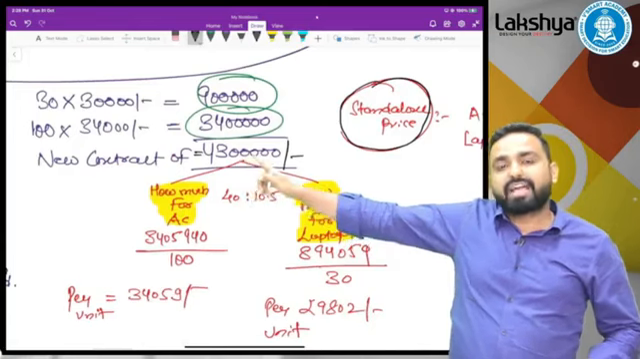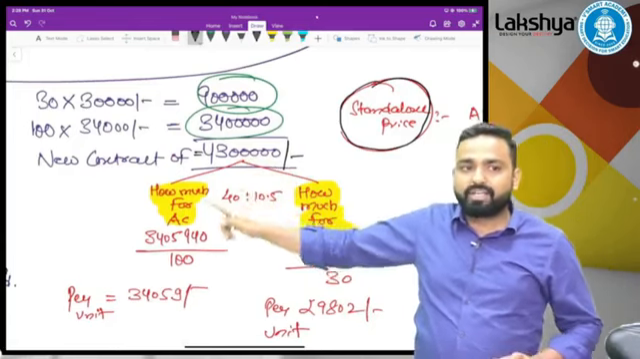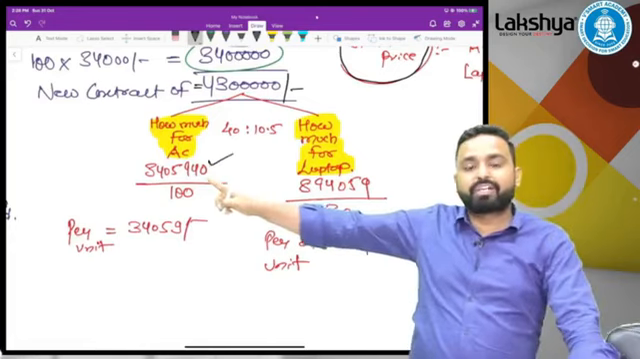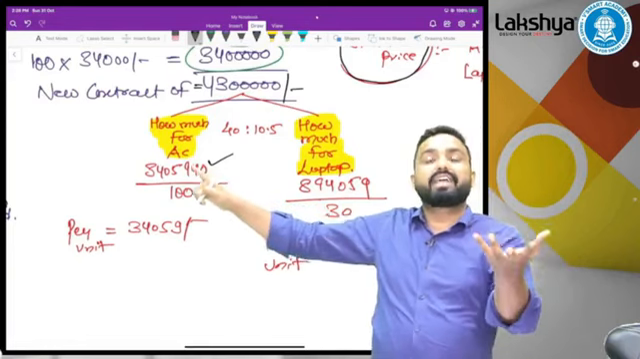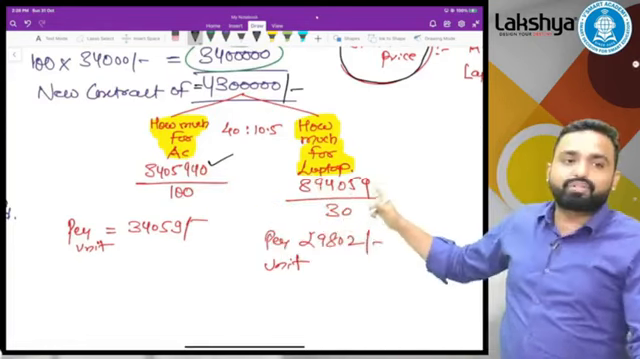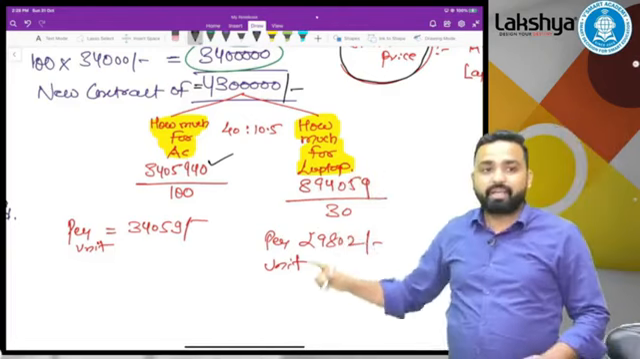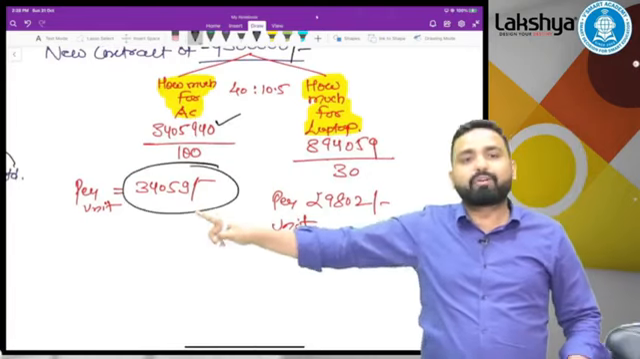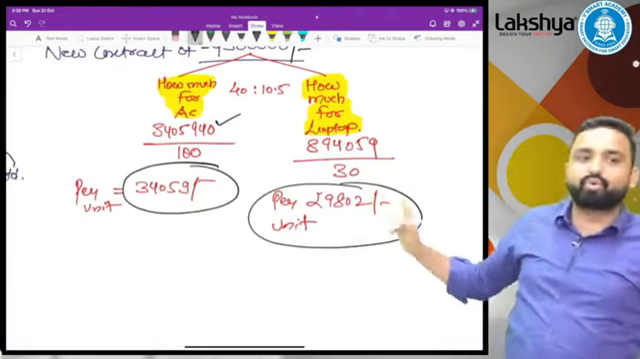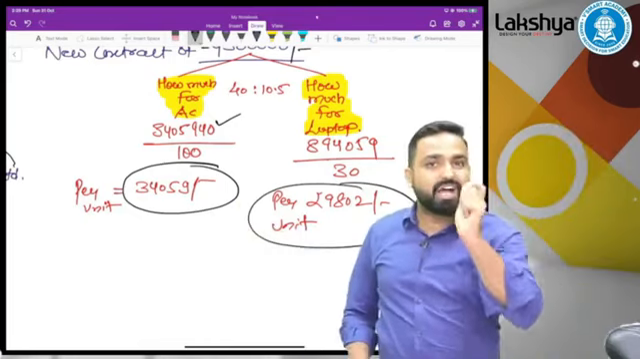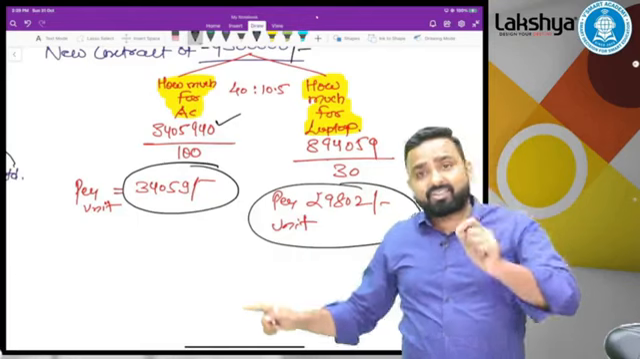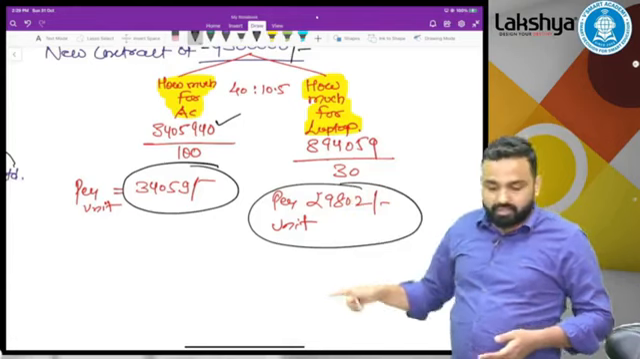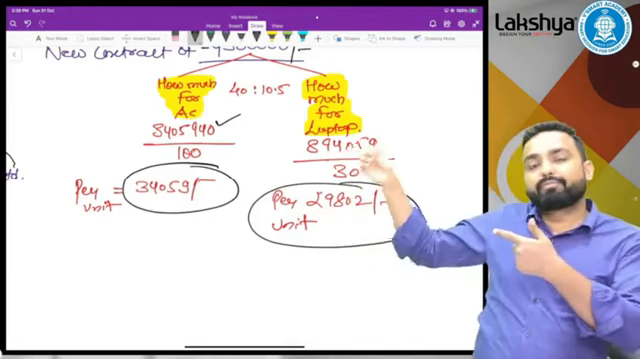So I have allocated this 43 lakh into 2 parts. 40:10.5. So 34 lakh 5,940 becomes the value of AC supply, and 8 lakh 94,059 becomes the value of laptop supply. If we divide it by number of units, the per unit value becomes 34,059 rupees and 29,802 rupees. That means 59 rupees extra I have already collected from my laptop supply.